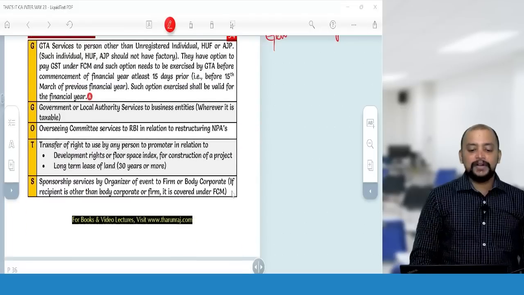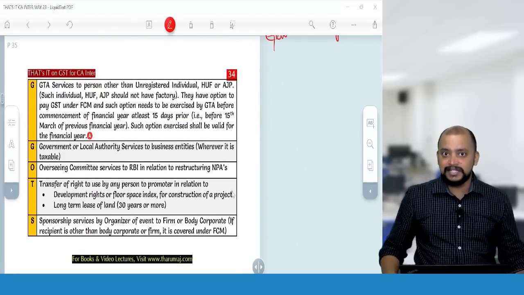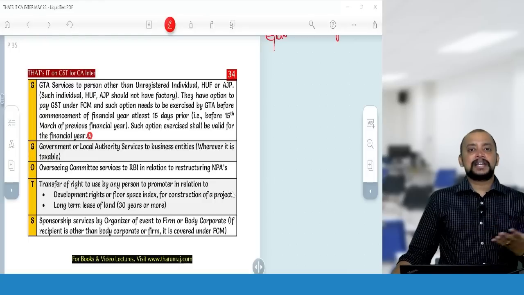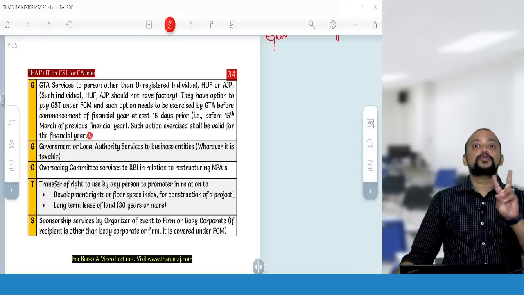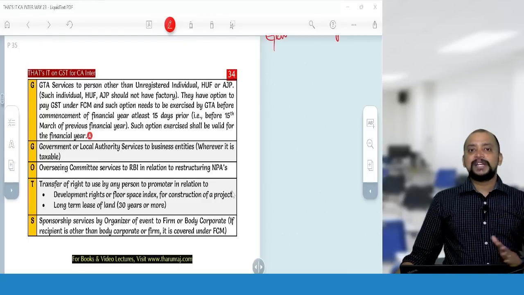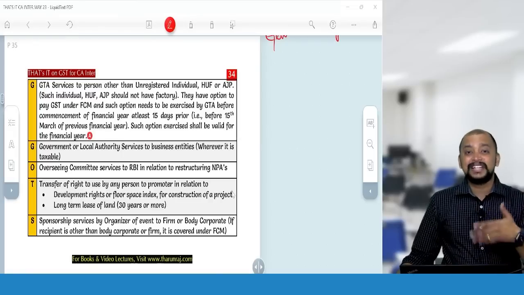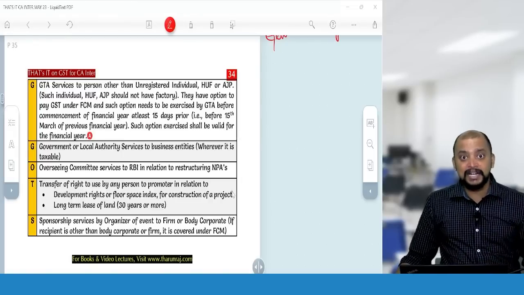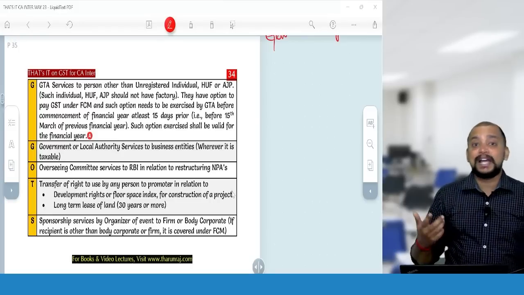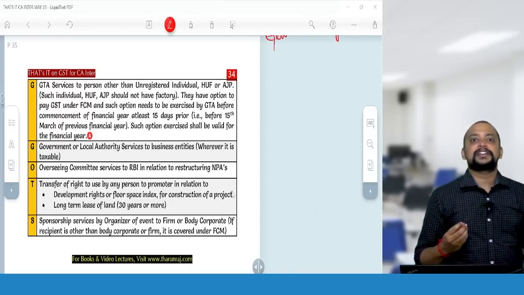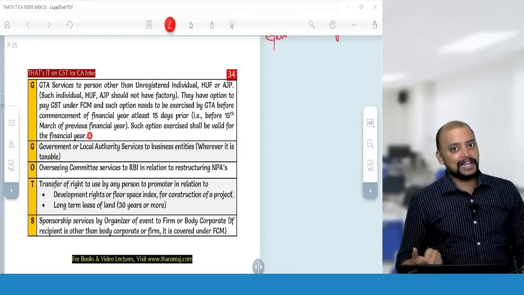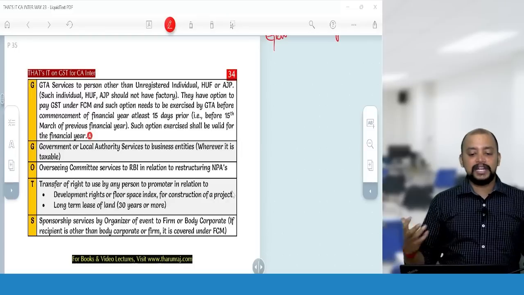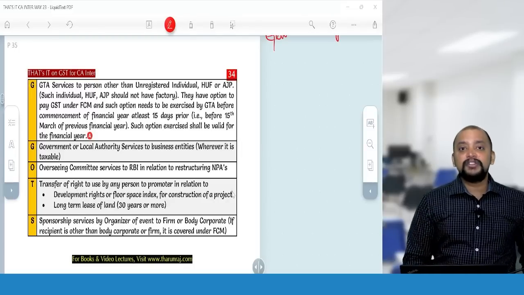Then next we have GTA, that is goods transport agency services. Goods transport agency services, where recipient is consignor or consignee, he will pay GST. However, here there are 2 options. GTA can again opt to pay GST under FCM or RCM, but they have to decide that option before commencement of the financial year, and for that financial year that option will remain valid. And whenever they are paying GST under FCM, again they have 2 options. Either they can pay GST at the rate of 12% with ITC, they can take input tax credit on their inward supply, or 5% without ITC, they cannot take ITC on their inward supply. That is an amendment.